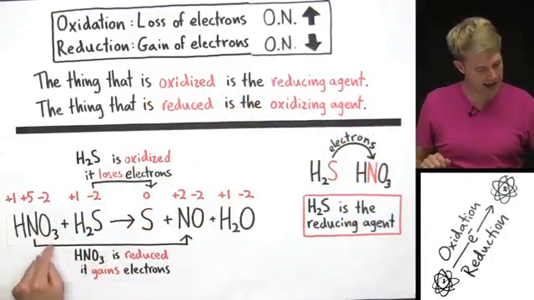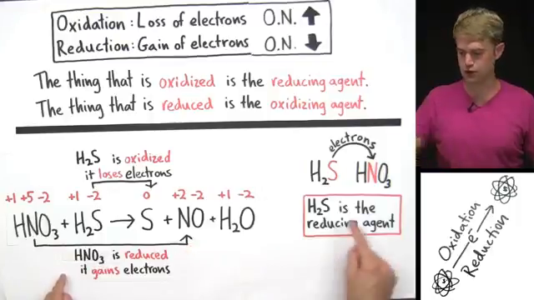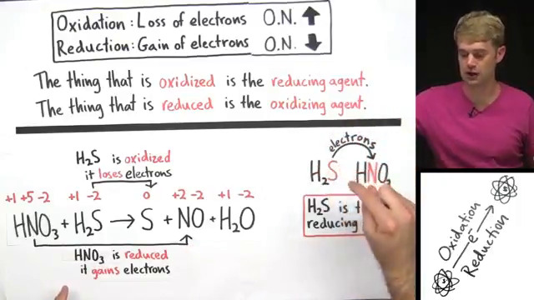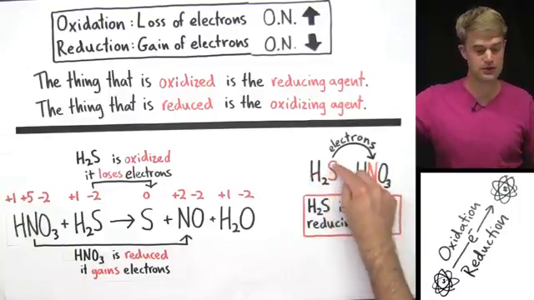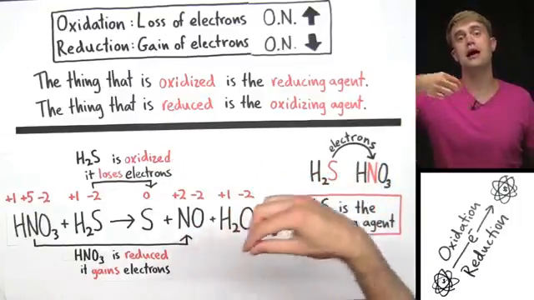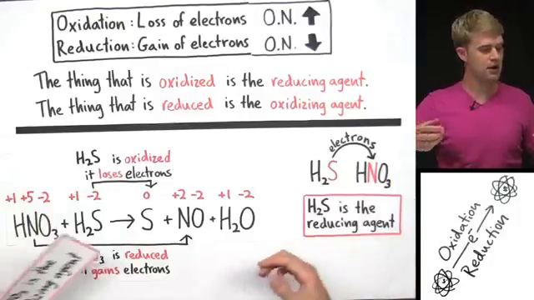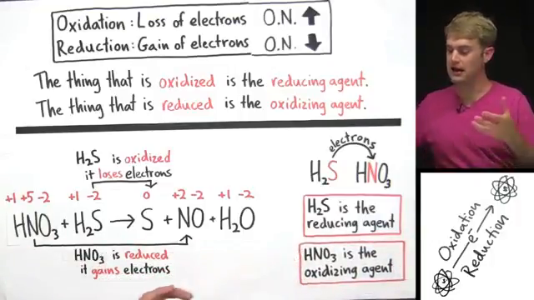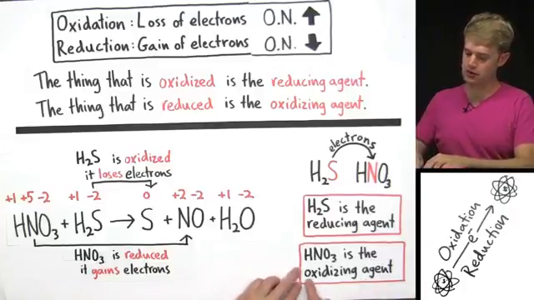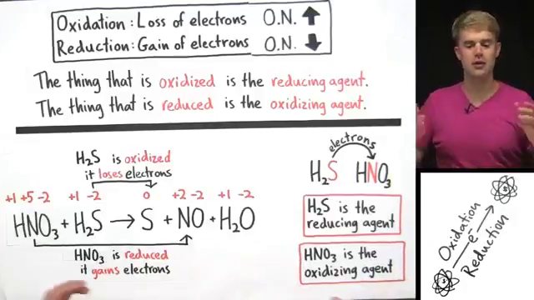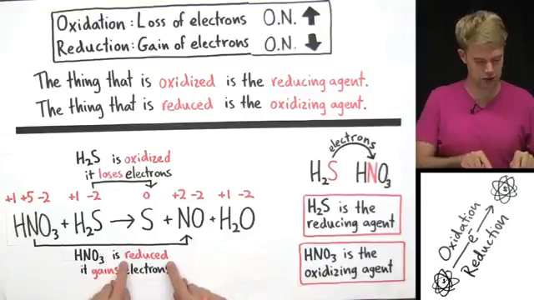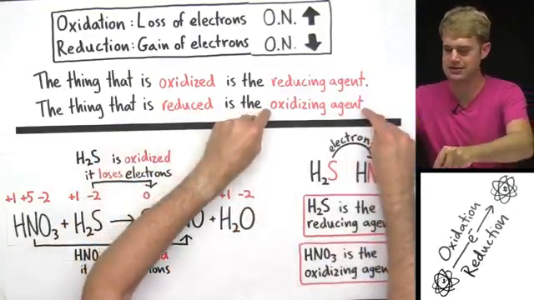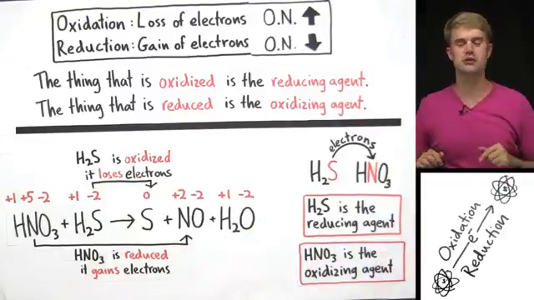And then over here, HNO3 is reduced. It's taking electrons from H2S, which allows H2S to become oxidized. It allows it to lose those electrons. So that means that HNO3 is making oxidation happen. So HNO3 is the oxidizing agent. And we can look at this rule up here, that the thing that is reduced, HNO3 is reduced, the thing that is reduced is the oxidizing agent.